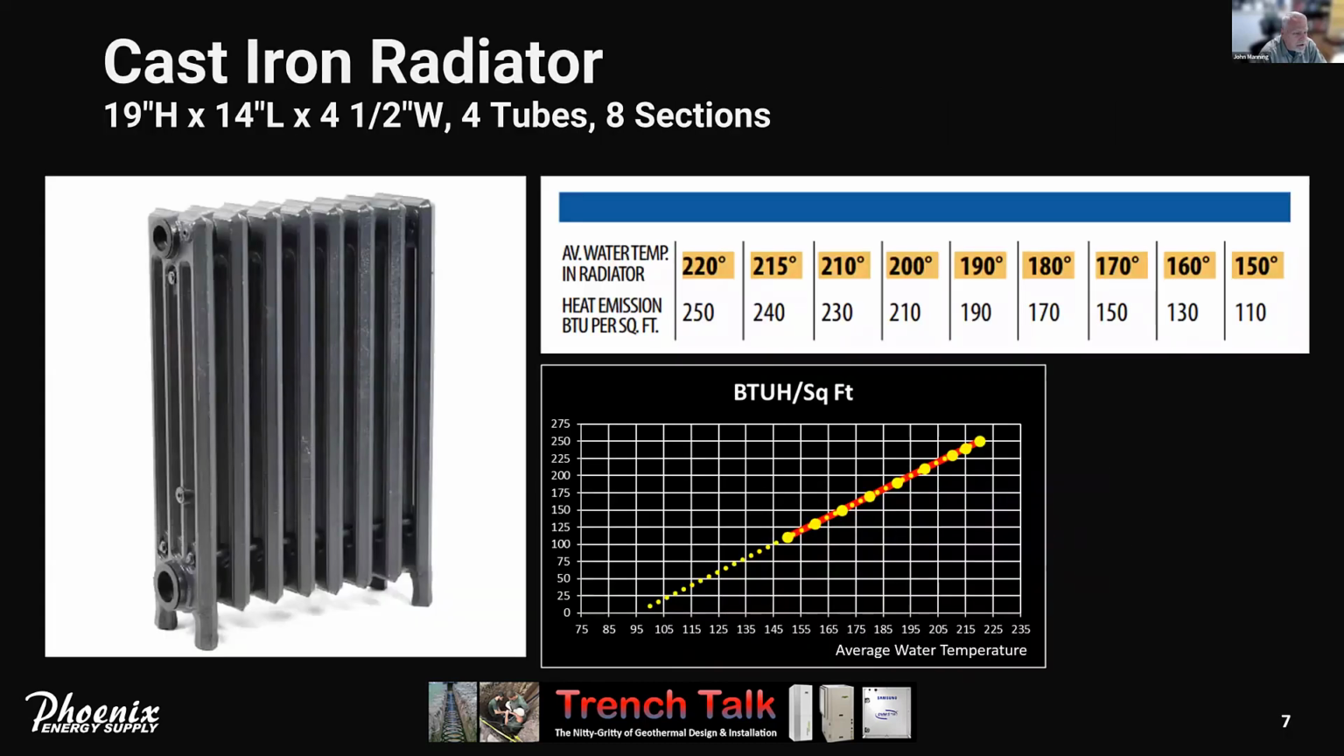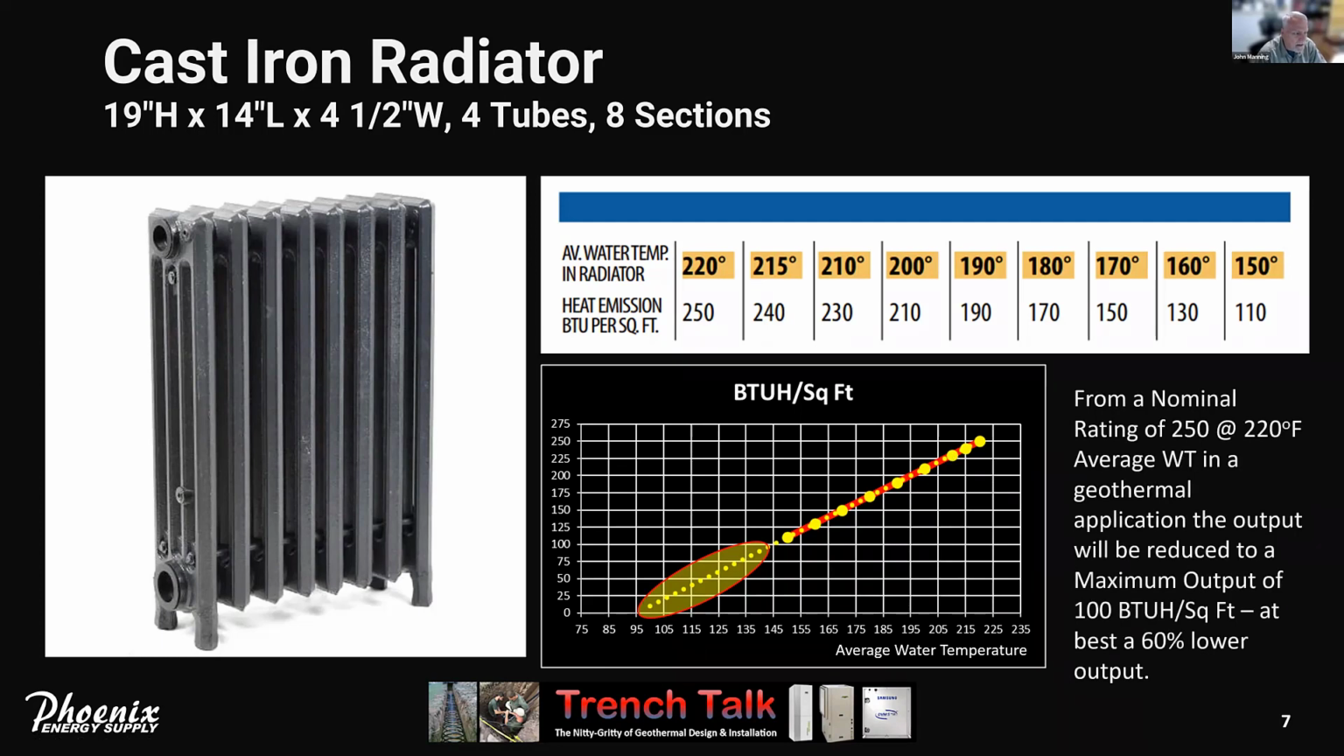Looking at radiators, I wish I had a nickel for every time somebody asked me, can I use radiators in a geothermal hydronic system? Well, it's not that you can or can't, it's do you want to? Here's the ratings of a cast iron radiator. They only go down to 150 degrees. So we plotted that data and we extrapolated. It's obviously a linear function. So we'd like to operate down here, but the ratings are much hotter water.